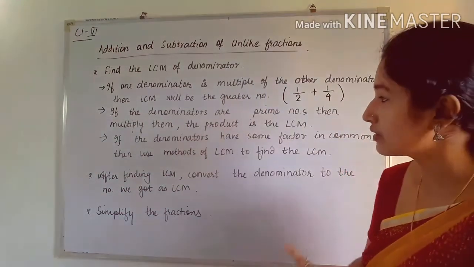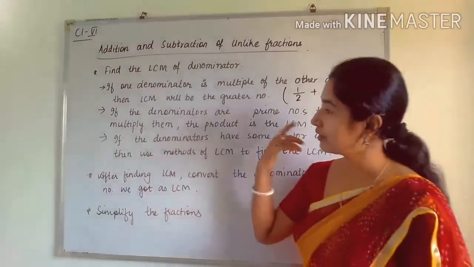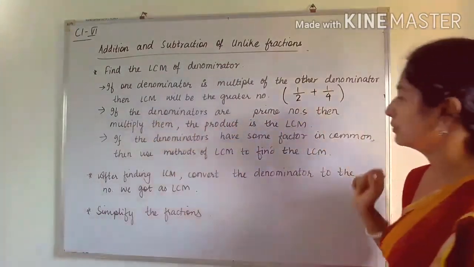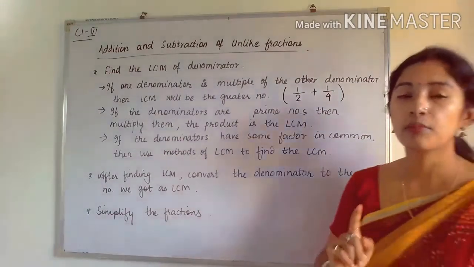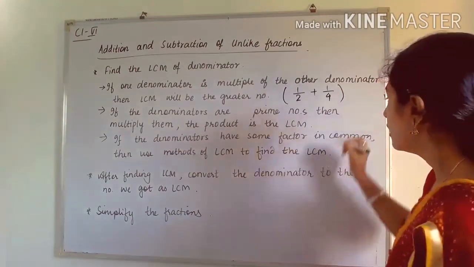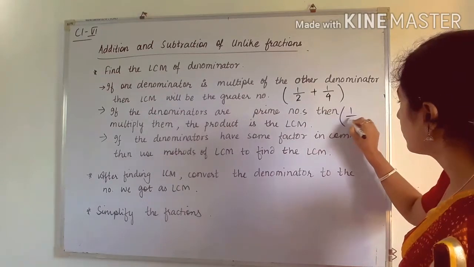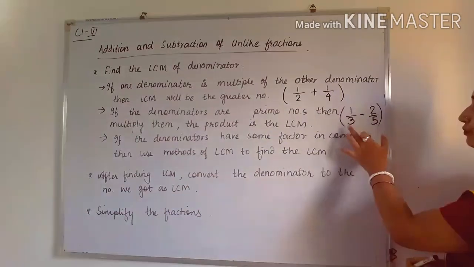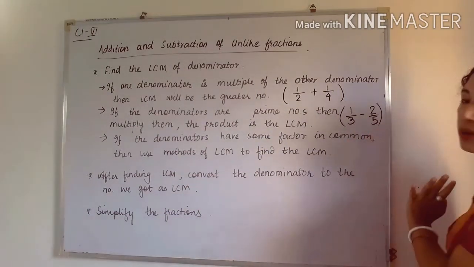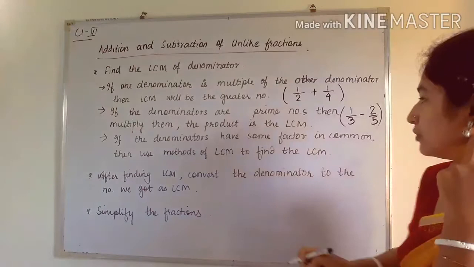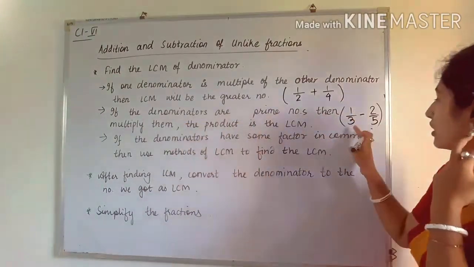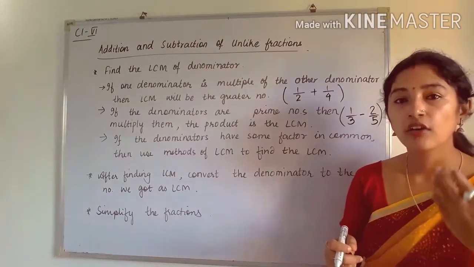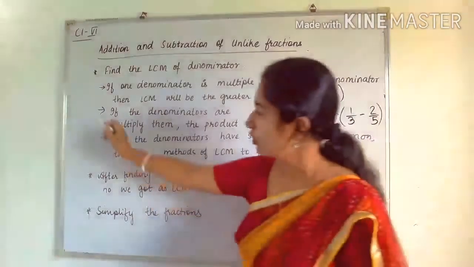Next, what other denominators may we see? If the denominators are prime numbers, how do we find the LCM? Suppose, for example, 1 by 3 minus 2 by 5. Here 3 and 5 are both prime numbers. To find the LCM, you just have to multiply both numbers. So 3 into 5 is 15. So the LCM will be 15.